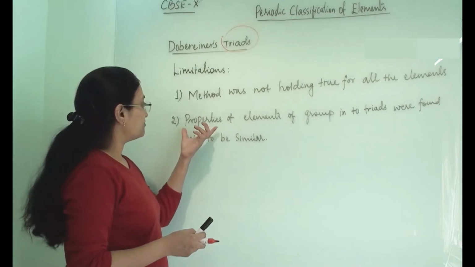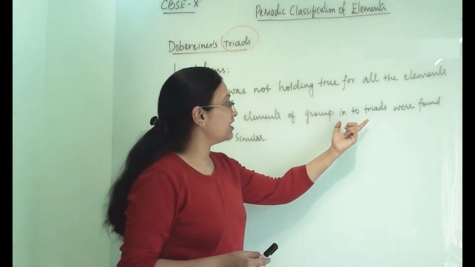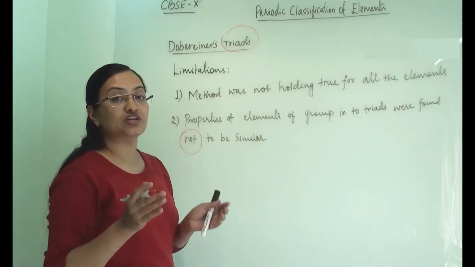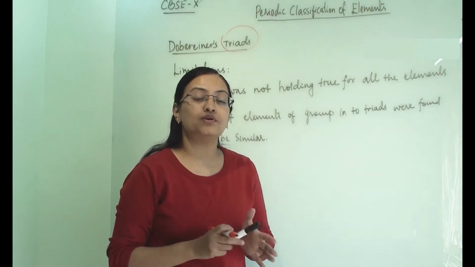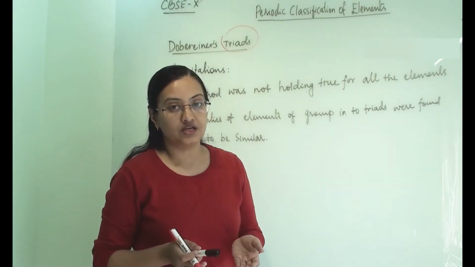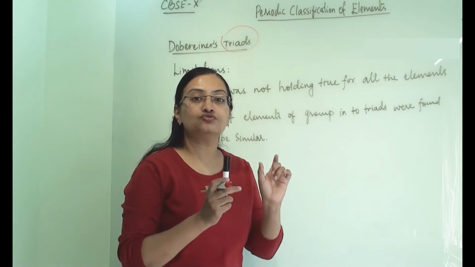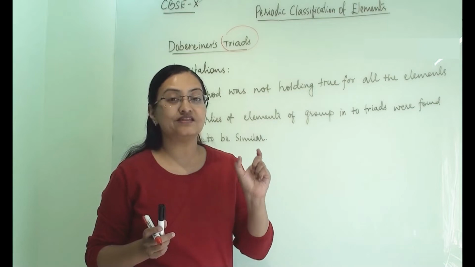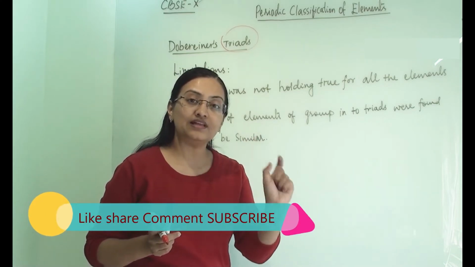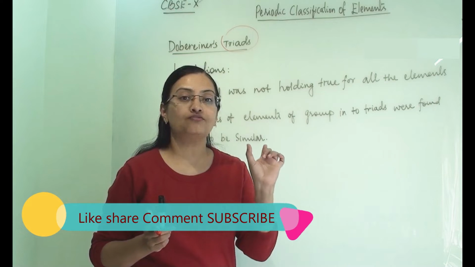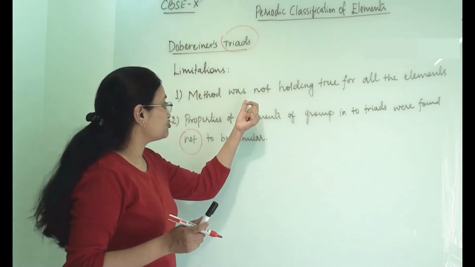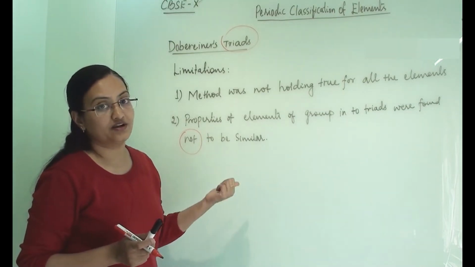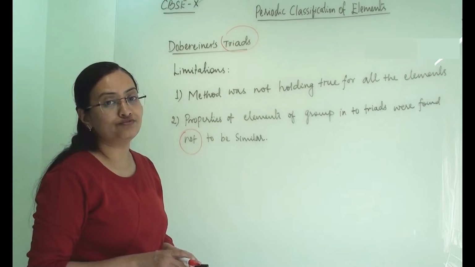The second point is that the properties of elements grouped into triads were found not to be similar. Some of the elements he placed into triads had properties that did not match each other. He focused only on arranging elements in increasing order of atomic mass, so that the middle element is an average of the other 2. But the other two important criteria did not hold true for Döbereiner's triad. So these were the main limitations of Döbereiner's triad.